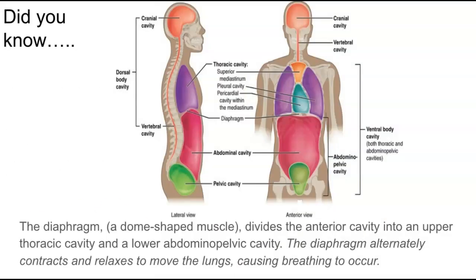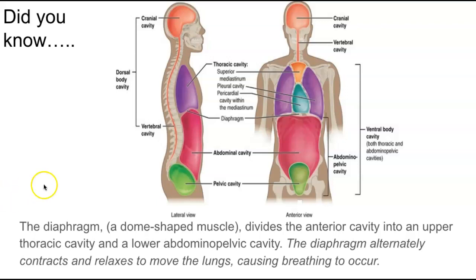Did you know that the diaphragm, a dome-shaped muscle, divides the anterior cavity into an upper thoracic cavity and a lower abdominopelvic cavity? The diaphragm alternately contracts and relaxes to move the lungs, causing breathing to occur.